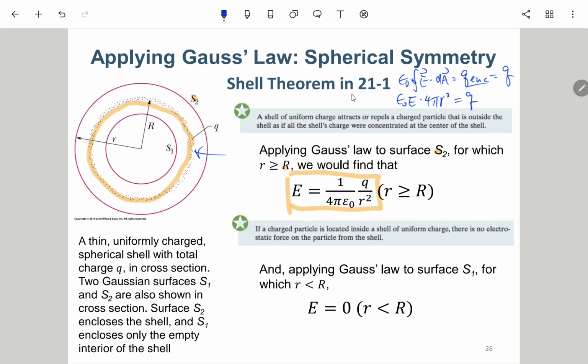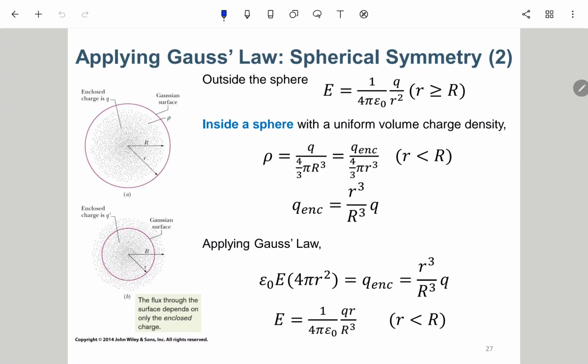Okay, so by making use of the Gauss law for this spherical symmetry, we can simply verify that the two shell theorems are correct. Here we try to make it slightly more complicated. Rather than having a shell, we have a sphere, but for this sphere we have uniform volume charge density.